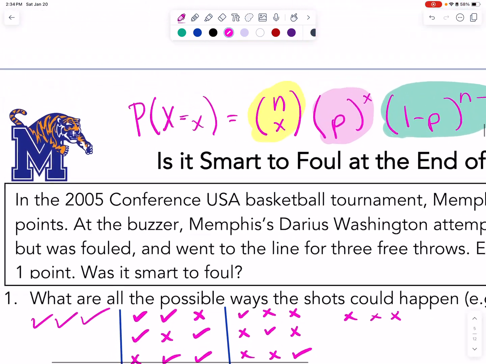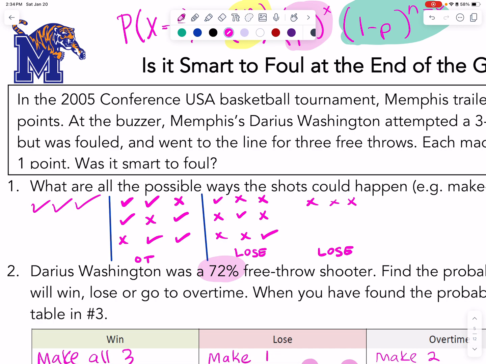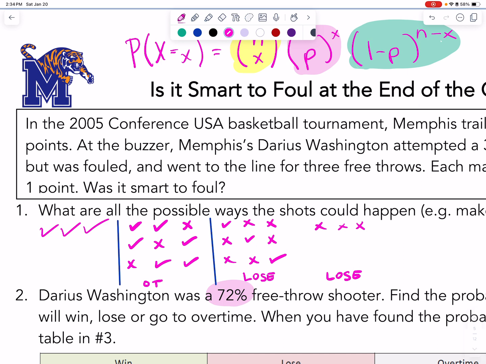The first thing I want to show you is it says Darius Washington was a 72% free throw shooter, so that's his probability. Find the probability that he will win, lose, or go to overtime.